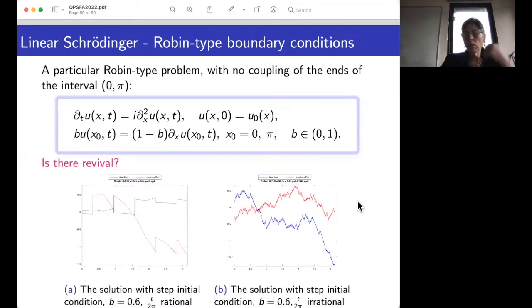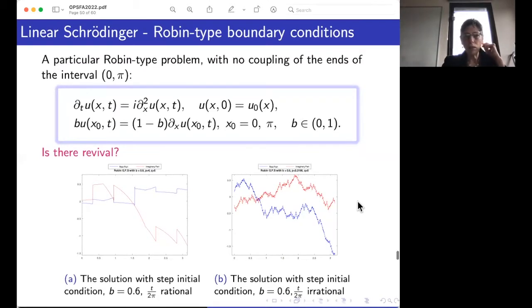We also looked at other types of boundary conditions. In fact, now we can do any type of boundary condition for linear Schrodinger. This was not done before. These are different because they don't couple the two ends of the interval, 0 to pi. So they're really different from periodic conditions. So we were ready to find that there would not be revival. And we found that the solution was not quite reviving the initial step function.